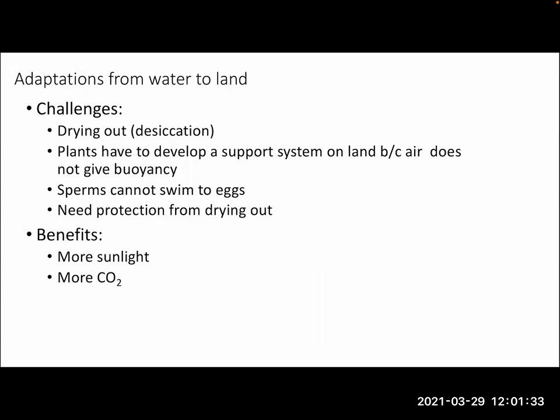Now, benefits that are associated with this transition from water to land is that there was this tremendous amount of open space and an area that was available for the plants to colonize. There's also much more sunlight, and you don't have that sunlight attenuation like you do in the water column. And there's also much more CO2 in the atmosphere than what's dissolved in the water column itself. So they have access to more CO2 for photosynthesis, which means they can put on more biomass, have more productivity, and they have more sunlight to drive that photosynthetic process.